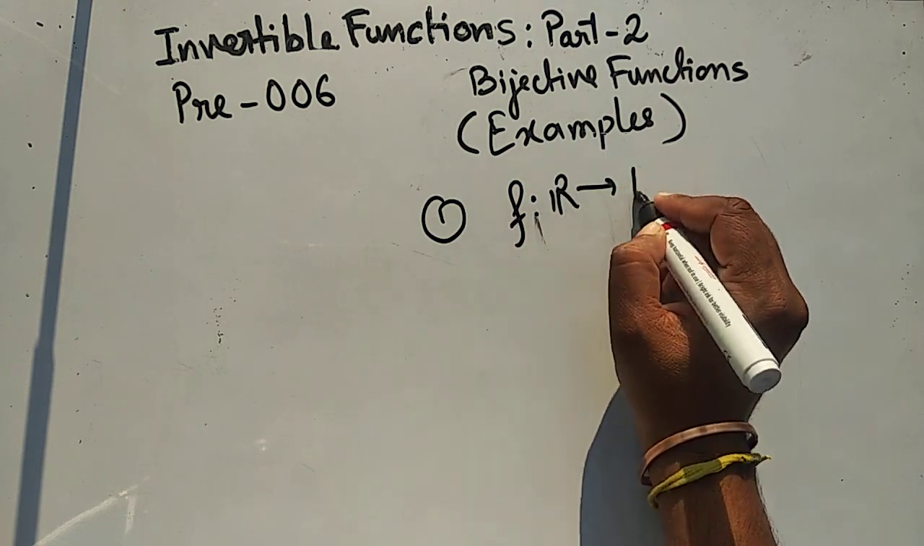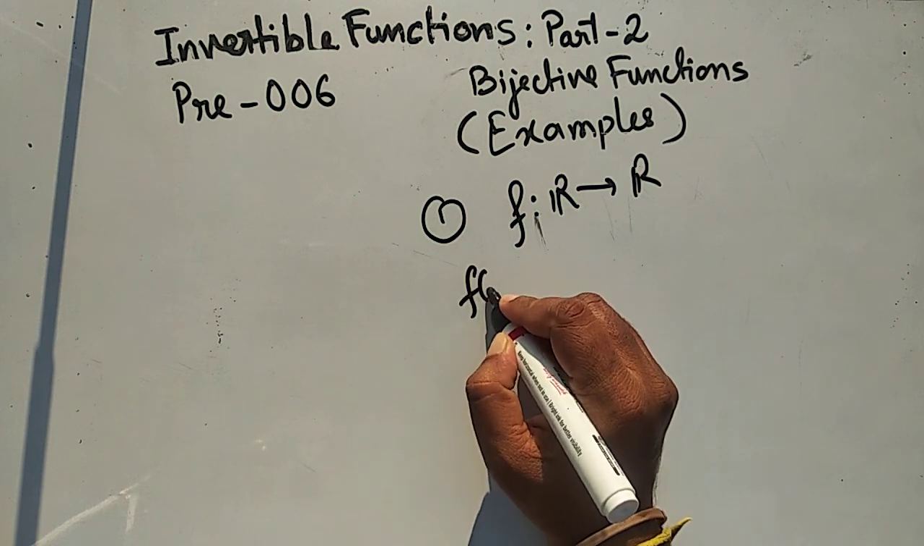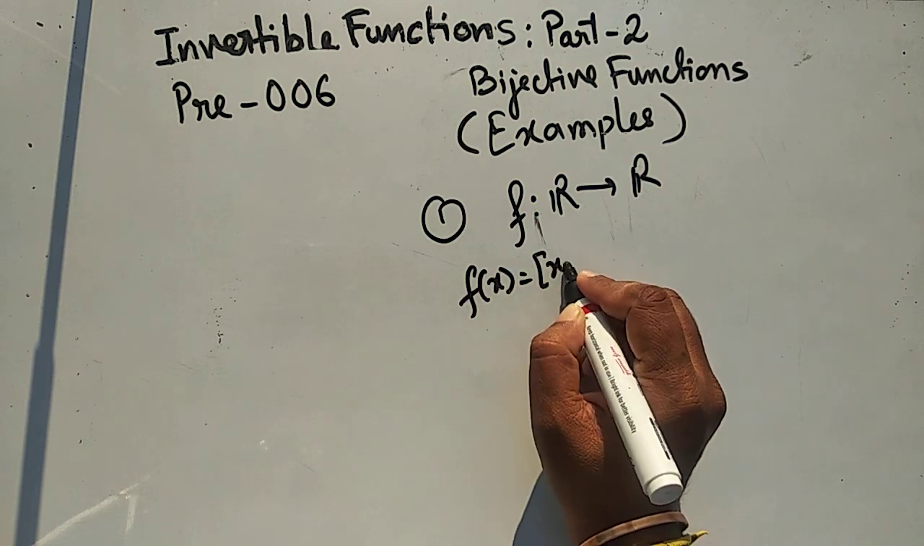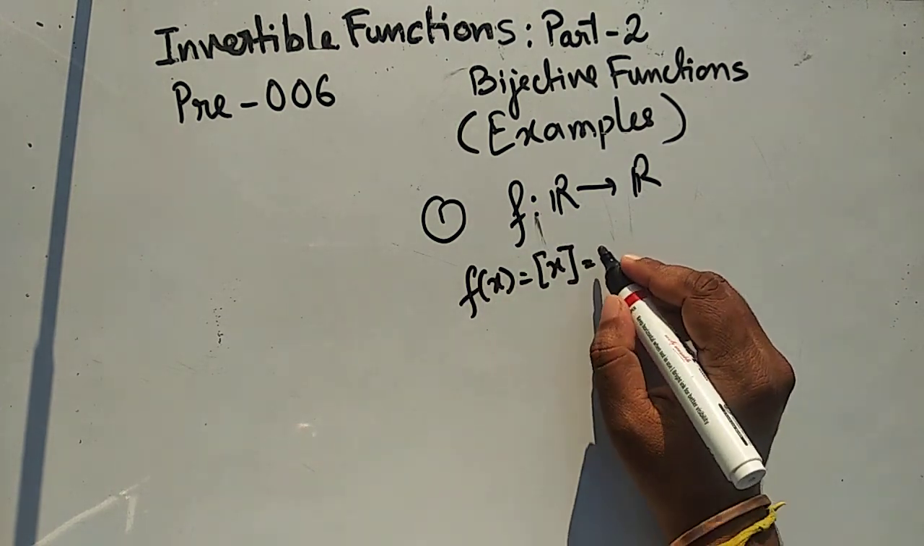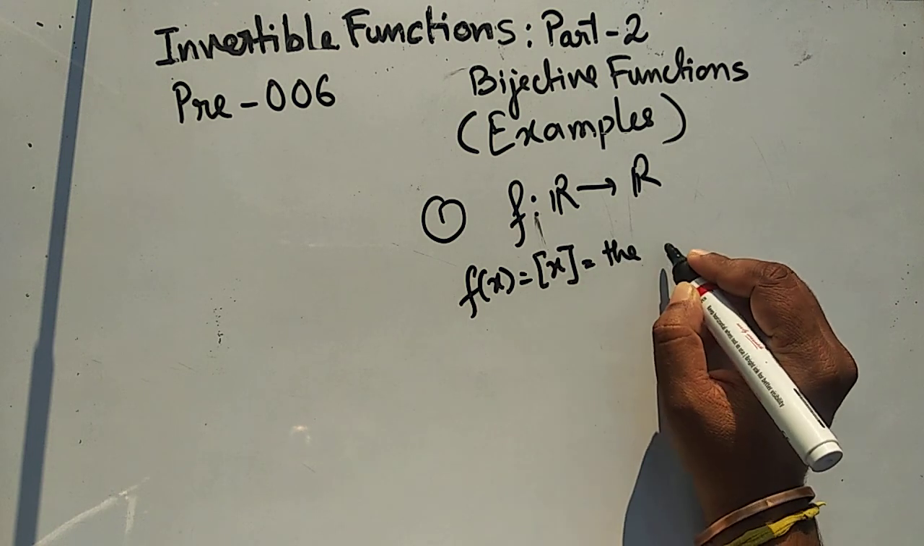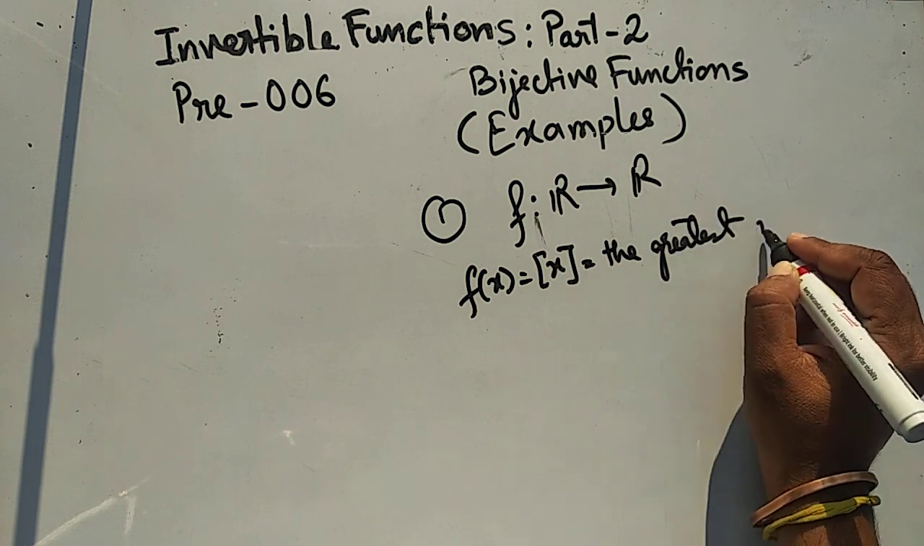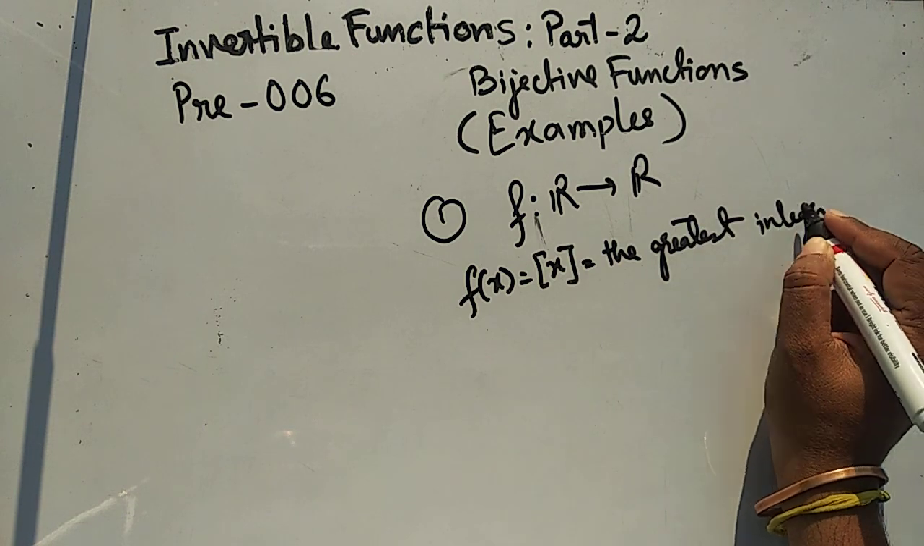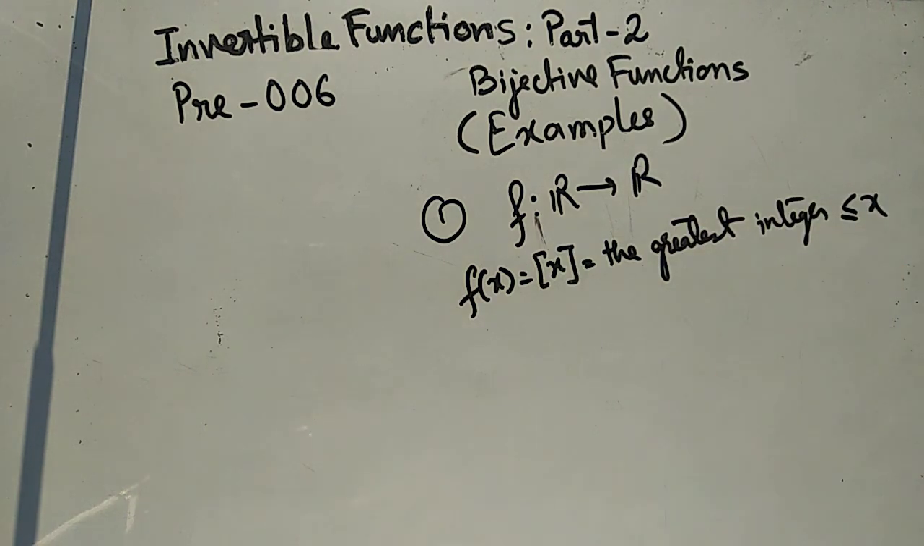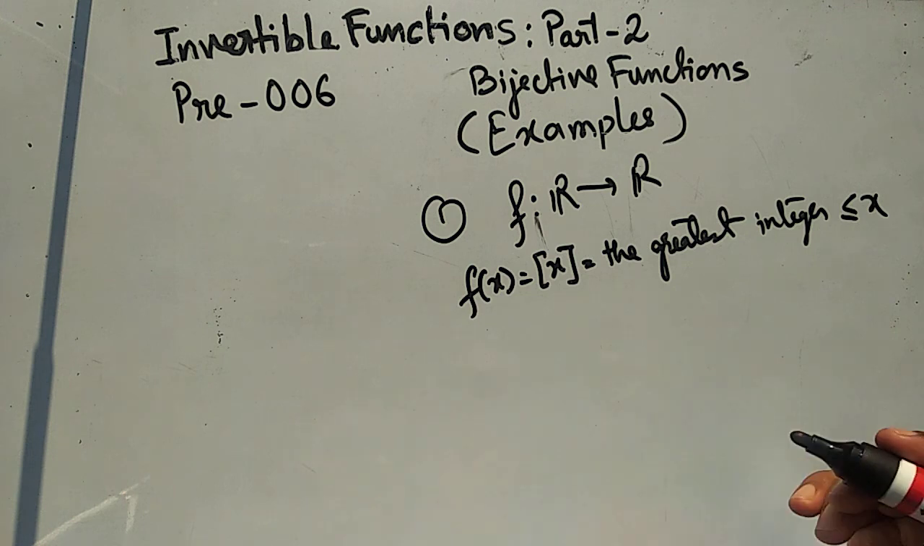From R to R defined by f of x equal to greatest integer function of x. Now what does it mean? Means the greatest integer less than or equal to x. So this function is neither one-one nor onto.